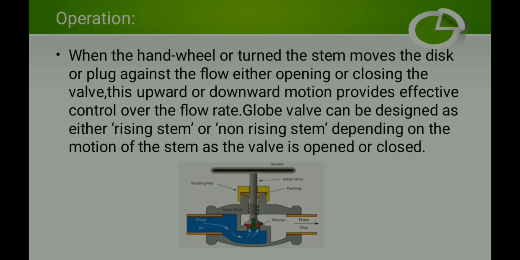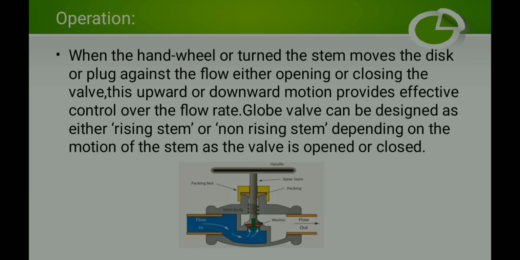Let us look at the operation of a globe valve. When the handwheel at the top is turned, the stem moves the disc or plug against the flow, either opening or closing. Actually, it operates against the flow, which you can see in the diagram below, moving up and down by operating. As I said earlier, this upward or downward motion provides efficient control over the flow rate.